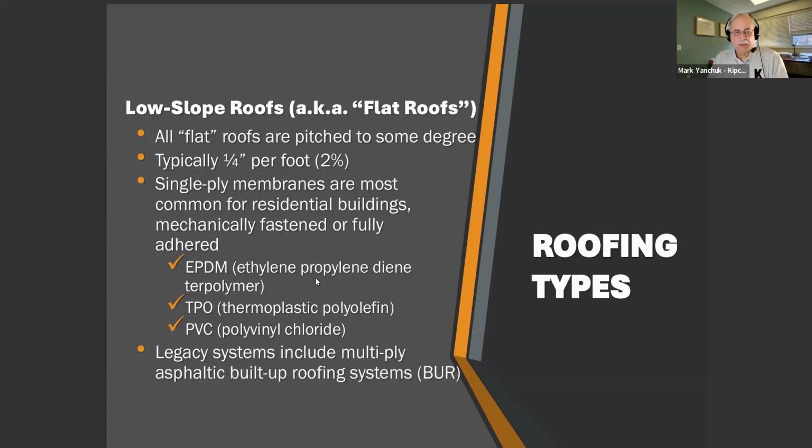There are still quite a bit of what we call the legacy systems out there, which are your modified bitumen roofs, which are either torch down or cold applied, and they're still out there. We still inspect quite a few of them. A lot of them have roof extender products on them that have extended their life, which are these coatings that go over top.